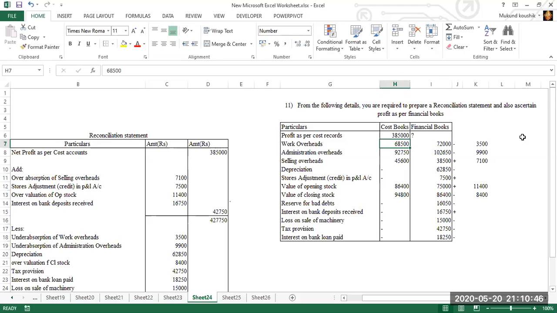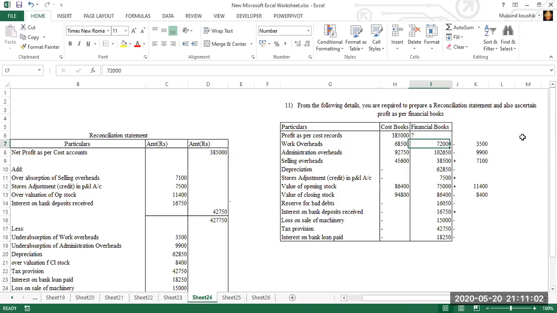So we have to prepare a reconciliation statement by starting with profit as per cost record. So the problem is, we must start with profit as per cost record. Now let us look at all the items one by one and see which items we have to add and which items we have to deduct.